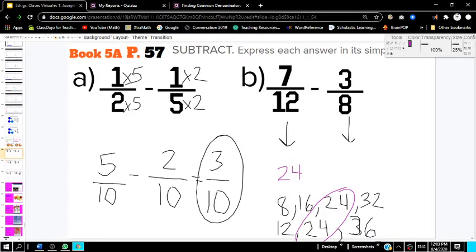12 is going to change to 24, and 8 is going to change to 24. We did that by multiplying 12 by 2, and 8 by 3, and that was 24.